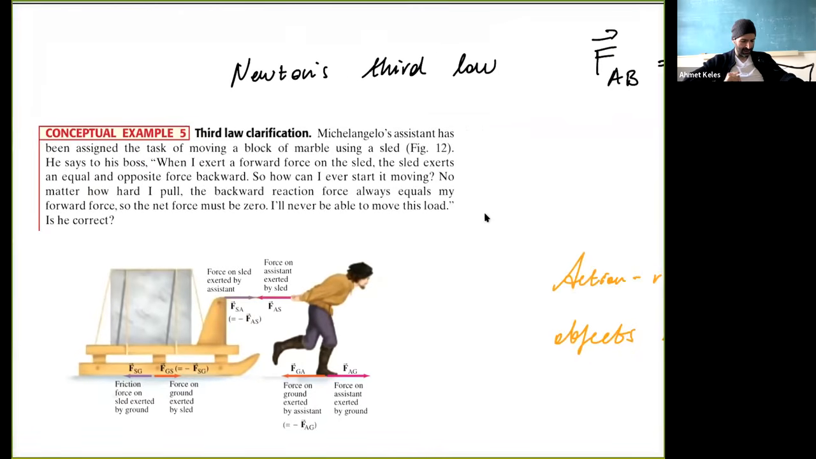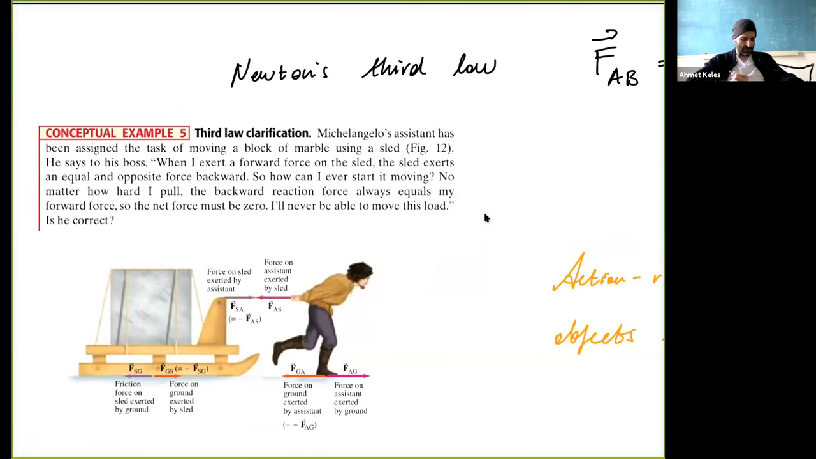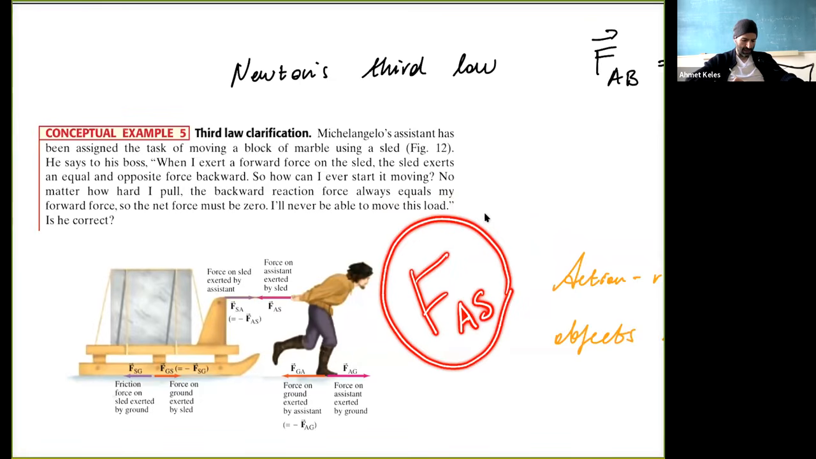So he was saying that I pull the sled with force. Basically, this is the force on the sled by the assistant. This is the force, and this is going to move the sled. And he's saying that there is Newton's third law. Whatever I push, there's an equal and opposite force, which is F on assistant by the sled, this force. The key here is these two forces act on different objects.